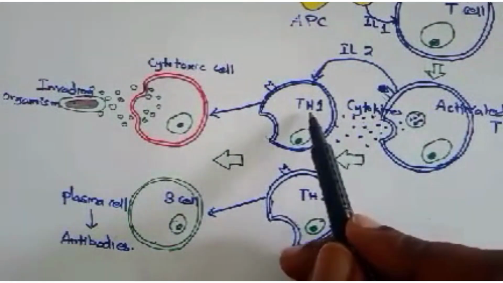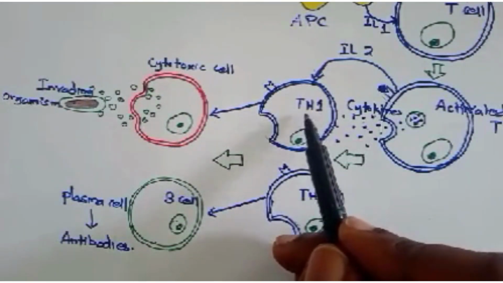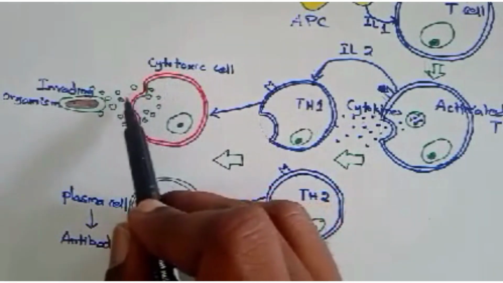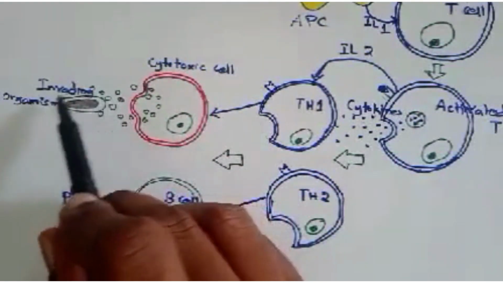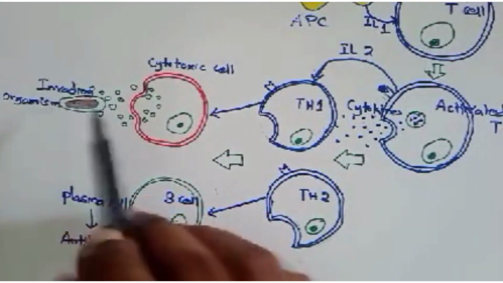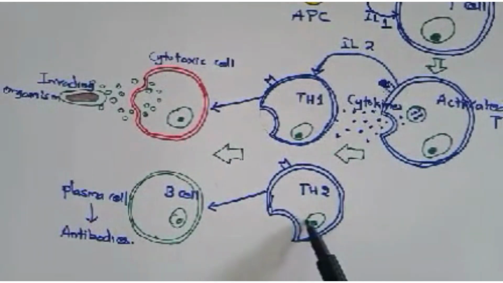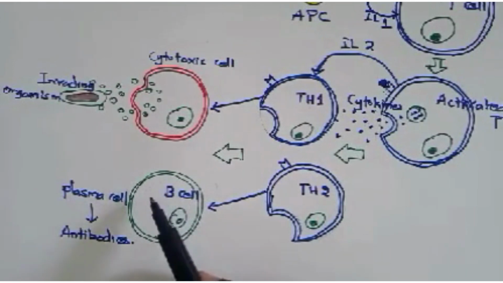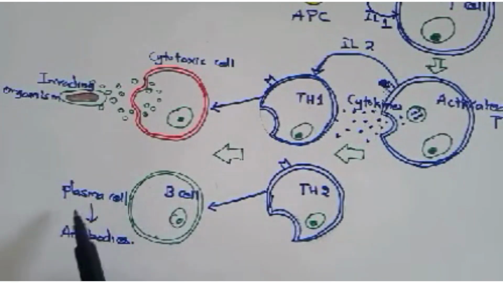When the T helper cell 1 is activated, it leads to activation of the cytotoxic T cell. This cytotoxic T cell releases substances that lead to destruction of the invading organism. On the other side, the T helper cell 2 releases substances and activates the B cell. This B cell leads to proliferation of the plasma cell. Then the plasma cells further produce antibodies. This is how cell mediated immunity is activated and proceeds. Thank you.